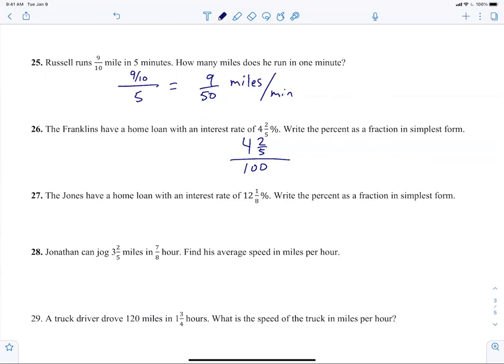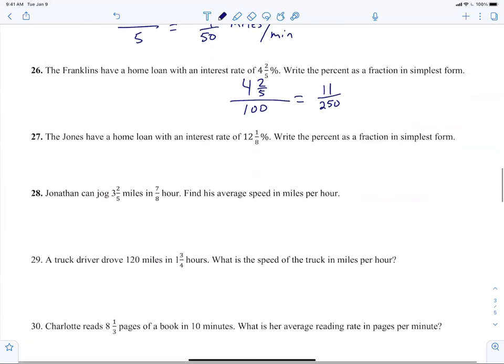All right, so now I'm waiting for your answer. Where's your calculator? Let's do it. Anybody else get 11 over 250? Everybody okay with that? Mikey, that was good. Very good. All right, Jacob, tell me about 27.